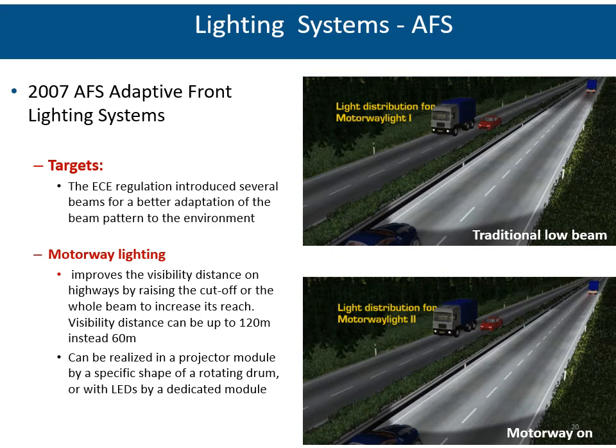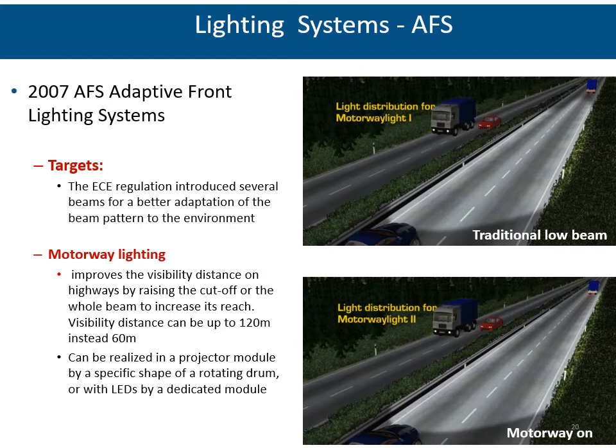Bending light was an anticipated function of most global system called adaptive front lighting system, with a regulation appeared in 2007. The target was to have several beams, each adapted of specific environments. For instance, for motorway, to improve the visibility distance, a new regulation was created with the possibility to raise a little bit the cutoff.